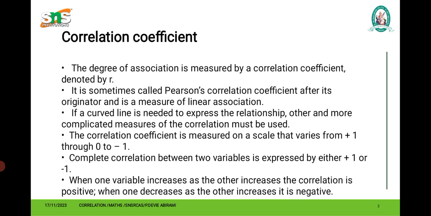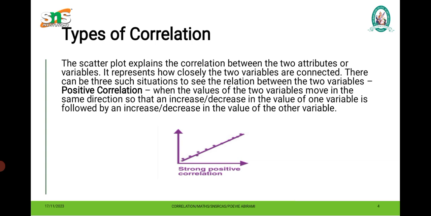The complete correlation between these two variables is expressed by either +1 or -1. +1 denotes the positive correlation and -1 denotes the negative correlation. When one variable increases and the other variable also increases, then the correlation is said to be a positive correlation. If it is vice versa, then the correlation is said to be a negative correlation. In the next topic, we are going to see the types of correlation.